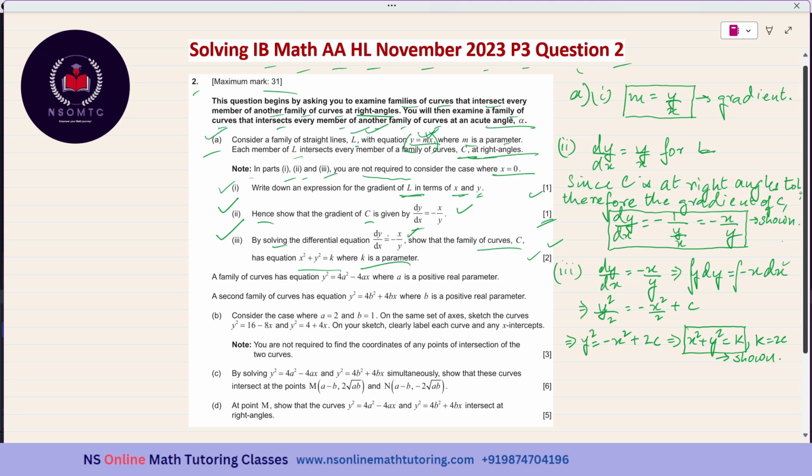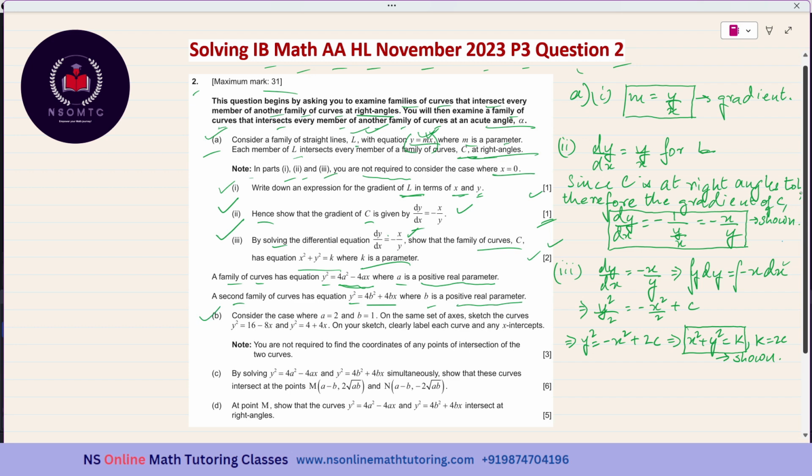Fine. A family of curves has equation y squared equal to 4a squared minus 4ax, where a is a positive real parameter. A second family of curves has equation y squared equal to 4b squared plus 4bx, where b is a positive real parameter.